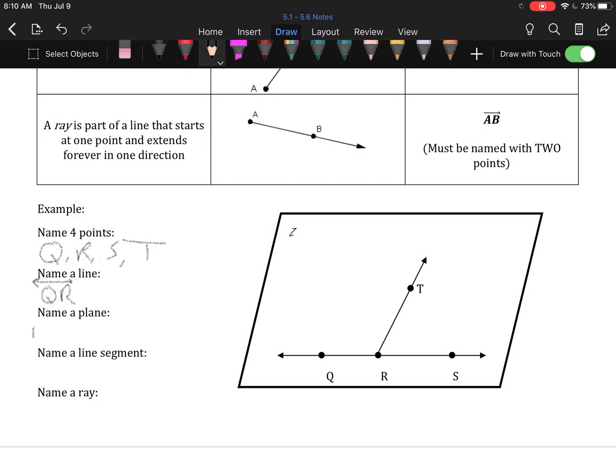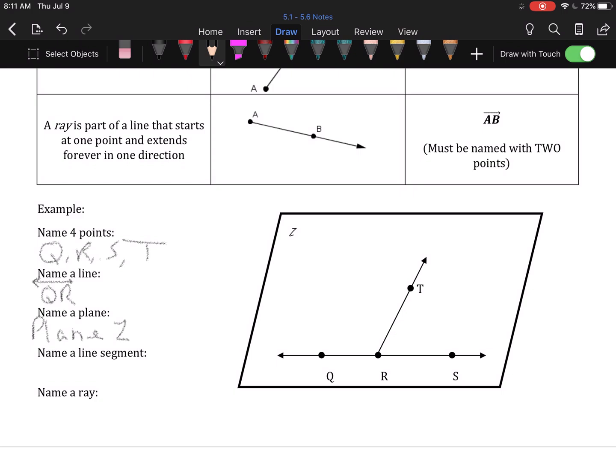For the plane, you have to write out the word plane, sorry. I would call it plane Z because we do have this italic identifier up here. Now, could you name it with letters? Yes. The only rule there is you cannot use 3 letters that are on the same line. So you could not name this plane QRS. You would have to use T in your name and then any 2 of the letters on the bottom.